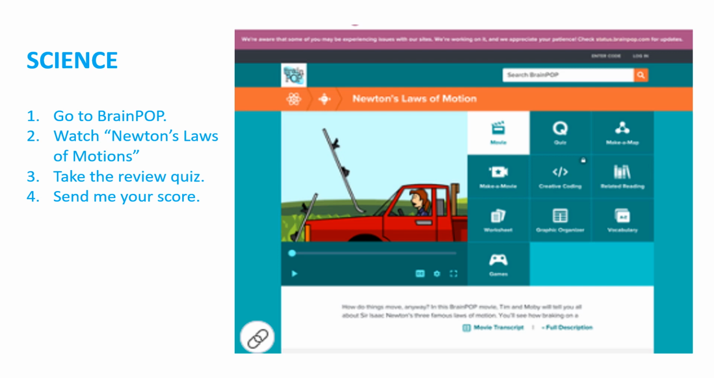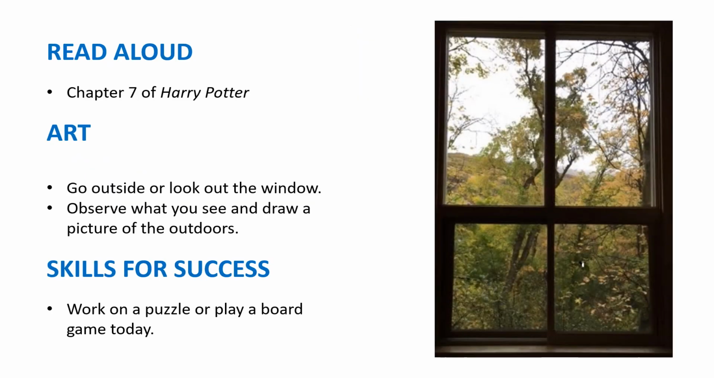For science today, you're going to do a BrainPOP video. This time it's on Newton's laws of motion. It's kind of complicated, but it's fun to see why these certain things happen. Take the review quiz, send me your score. Read aloud, we're on chapter 7 of Harry Potter.